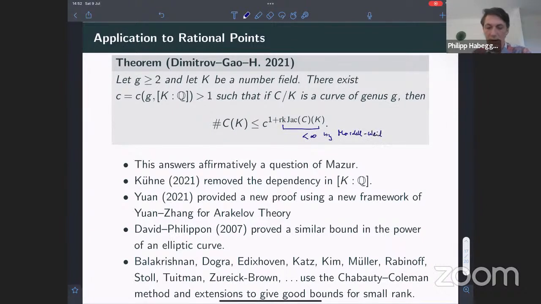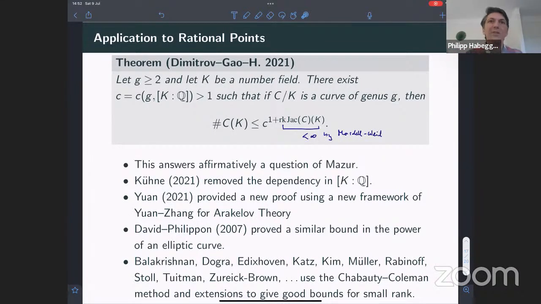A finite number, and the base here, the constant C here, is allowed to depend on the genus and the degree of the number field K. I'll explain on the next slide approximately how to get from the height inequality to this theorem. So this answered a question by Barry Mazur, and there have also been some recent developments by Lars Kühne, who made an important contribution by removing the dependency here on the degree of K over Q in this constant, which allowed for some additional uniform results.